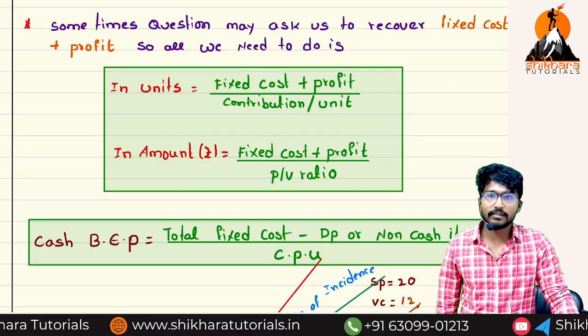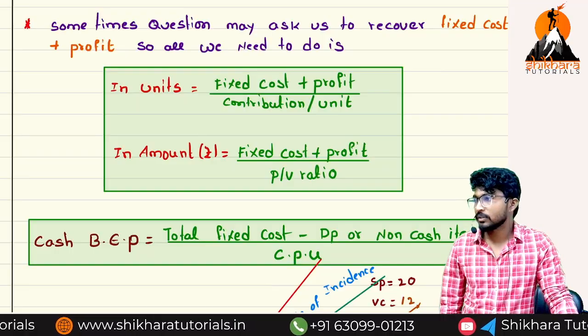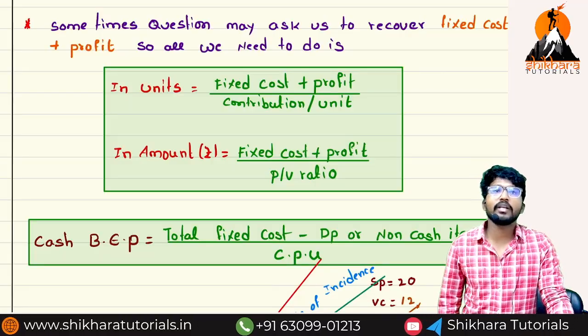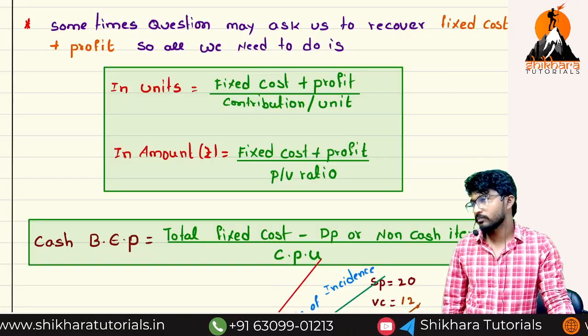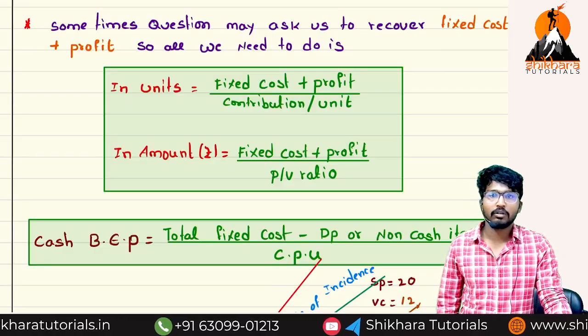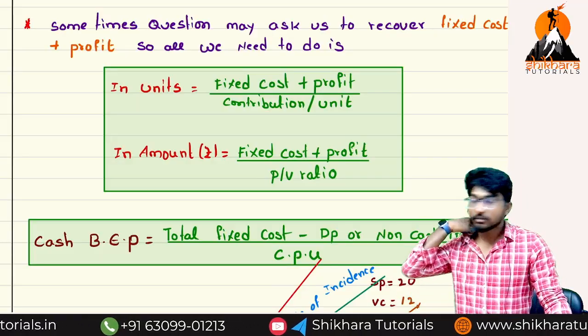Sometimes the question may ask us to recover fixed cost plus profit. For example, the company wants a profit of 20,000. Now how many units of goods must it sell to get a profit of 20,000?